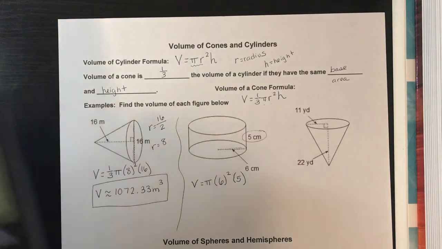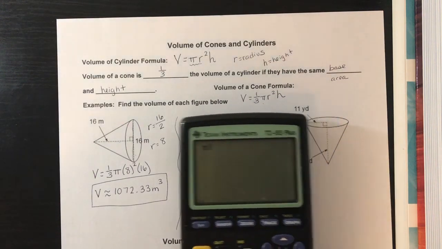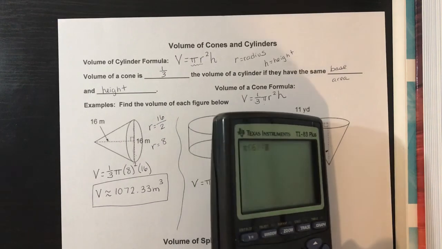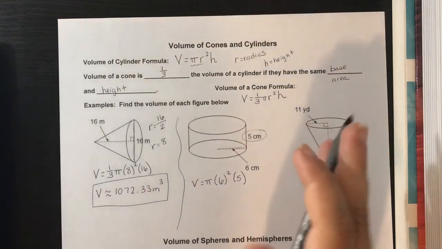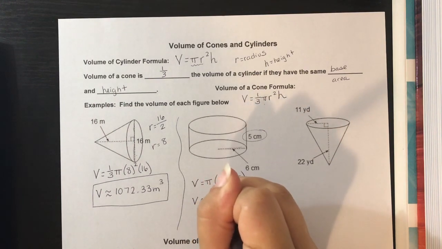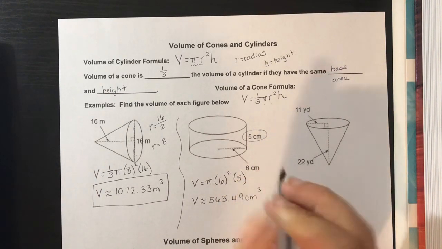So let's practice typing this in the calculator. I'm going to do pi times 6 squared, because that was the radius, times the height, which was 5. If we're rounding to the hundredths place, 6 would bump that 8 up to a 9. So we'd have 565.49. So the volume of that cylinder is about equal to 565.49 centimeters cubed.